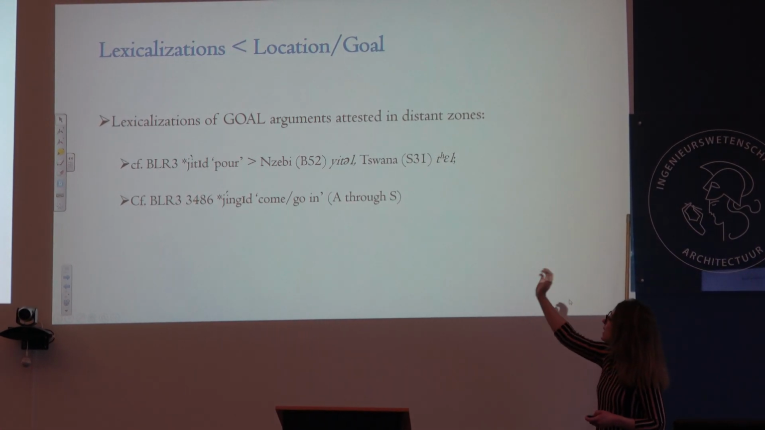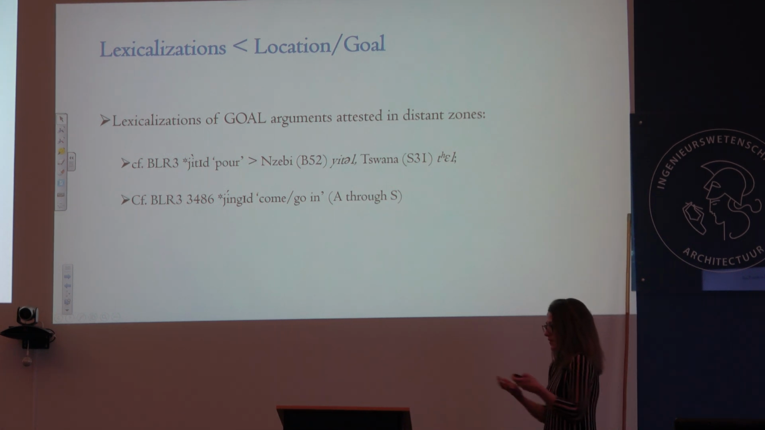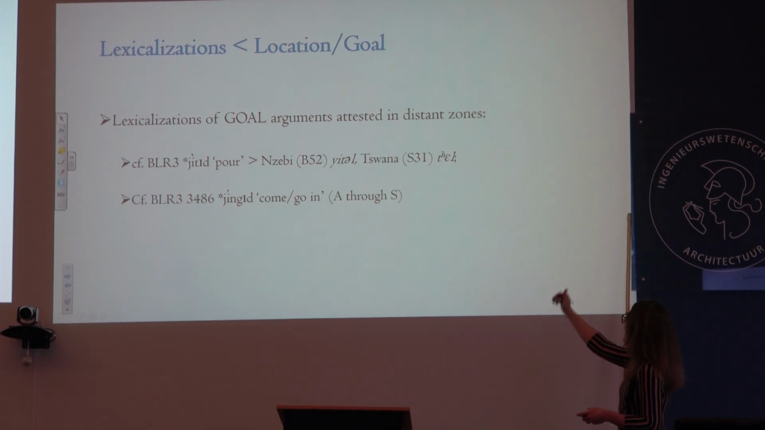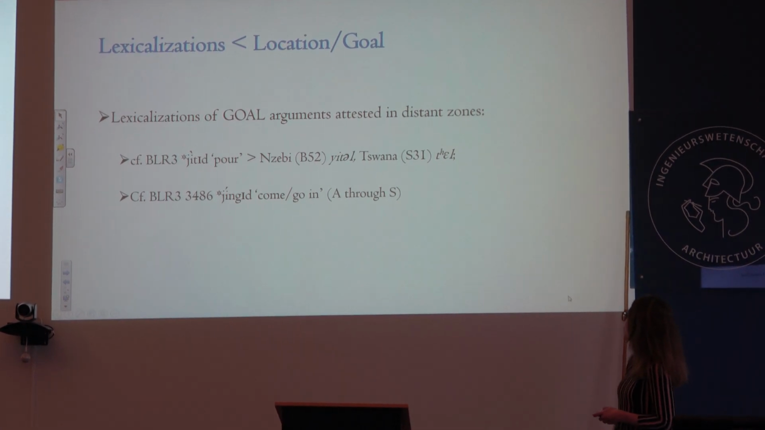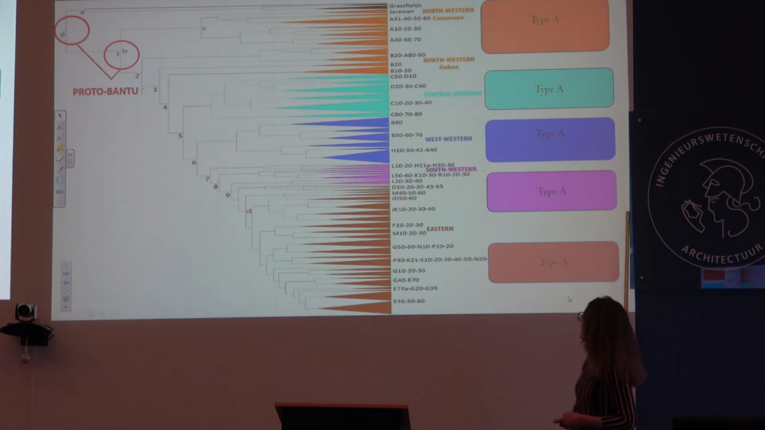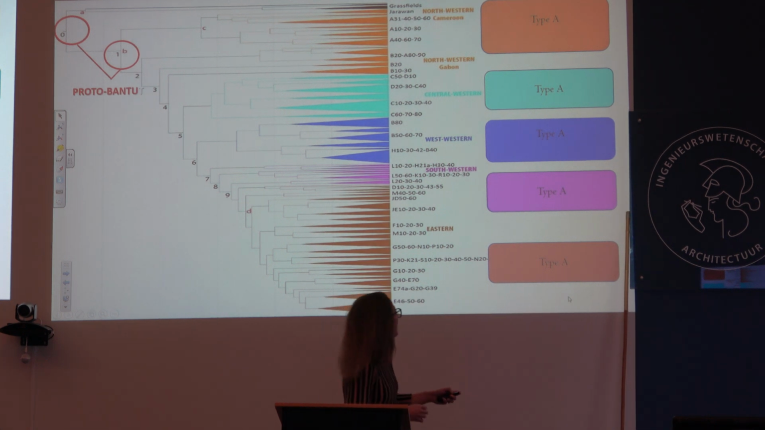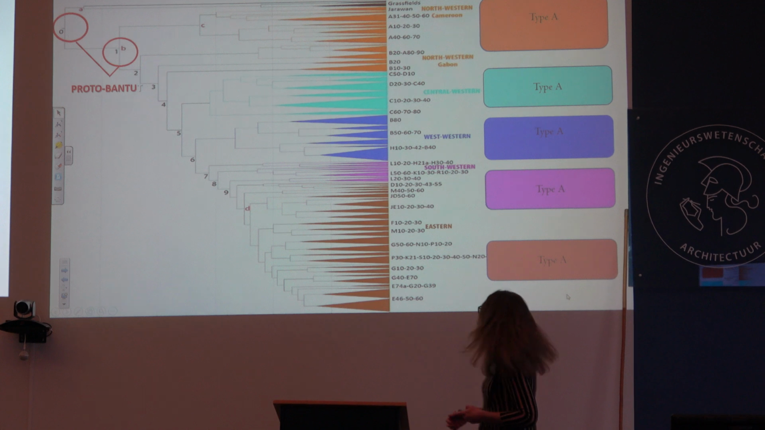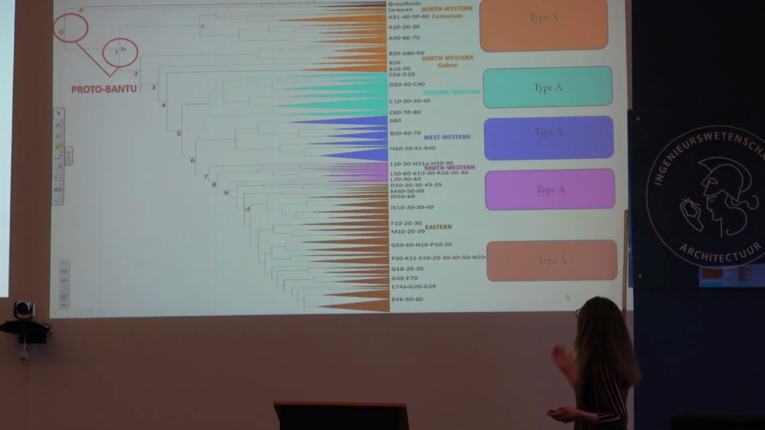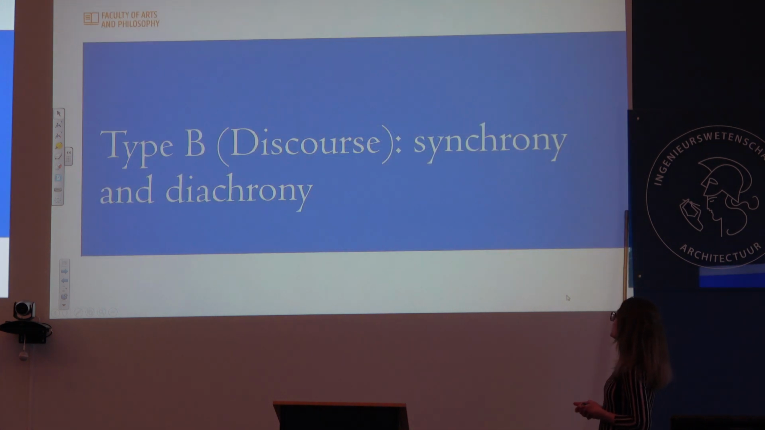The cases here, such as 'to pour', which I think is kind of obvious, meant something like 'put in'. It's attested in zones B and S. We also have 'need', 'come', 'go in', in zones A through S. So based on our phylogenetic tree, we can see that type A is attested virtually everywhere. So it should definitely be reconstructed to a very high node, if not to Proto-Bantu.